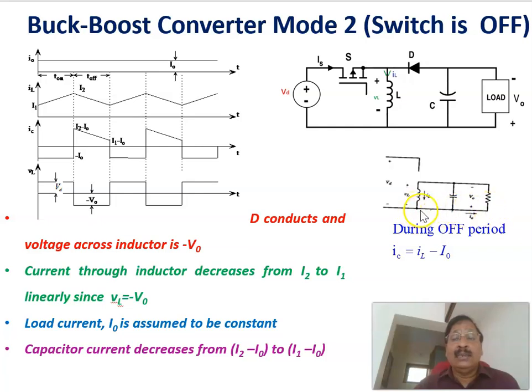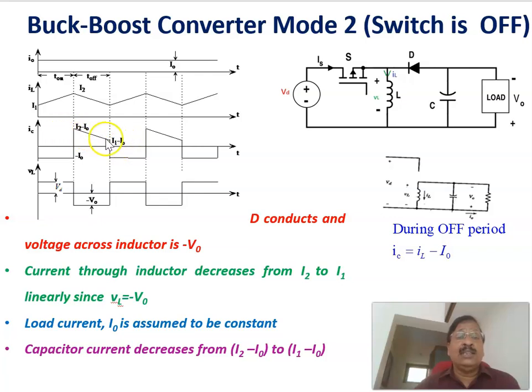That is, here IL minus I0 is the IC. Therefore, here IL is this one, and I0, the load current, is this one. IL minus I0 is equal to IC during the period when the switch is off. That is why here we will be getting I2 minus I0, and that is dropping until I1 minus I0.